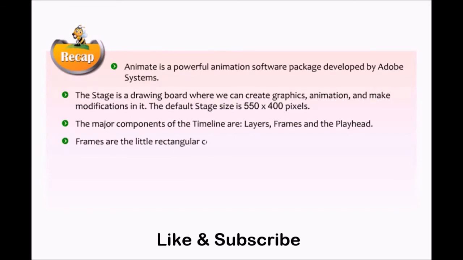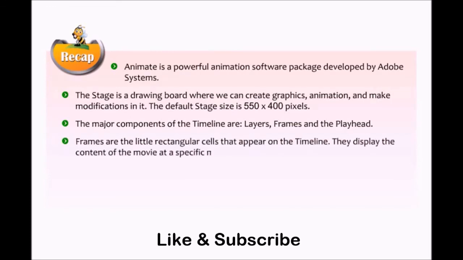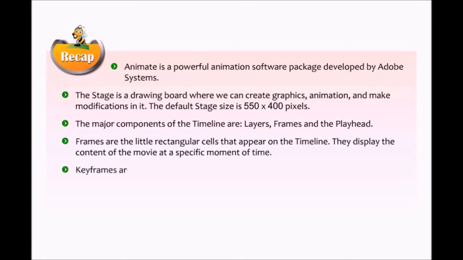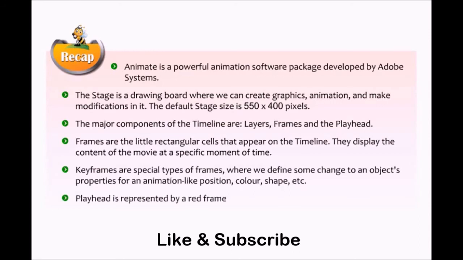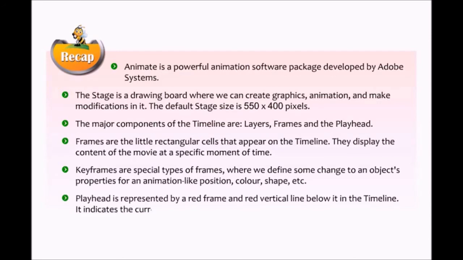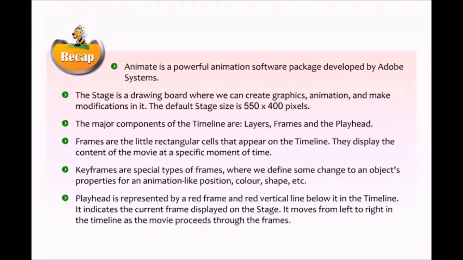Frames are the little rectangular cells that appear on the timeline. They display the content of the movie at a specific moment of time. Keyframes are special types of frames where we define some changes to an object's properties for an animation like position, color, shape, etc. Playhead is represented by a red frame and red vertical line below it in the timeline. It indicates the current frame displayed on the stage. It moves from left to right in the timeline as the movie proceeds through the frames.